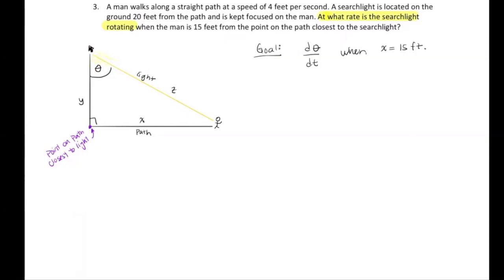So let's relate these quantities. And actually, I left one off. The searchlight is located on the ground 20 feet from the path. So this distance here is 20 feet.